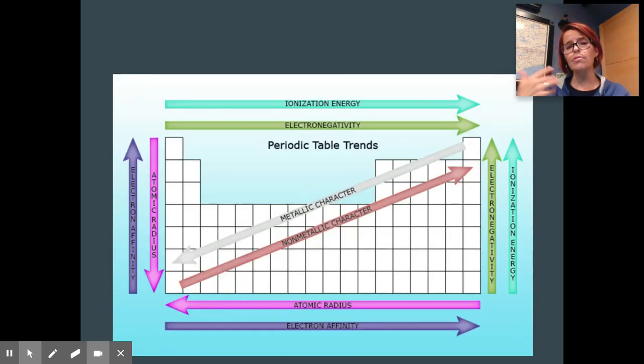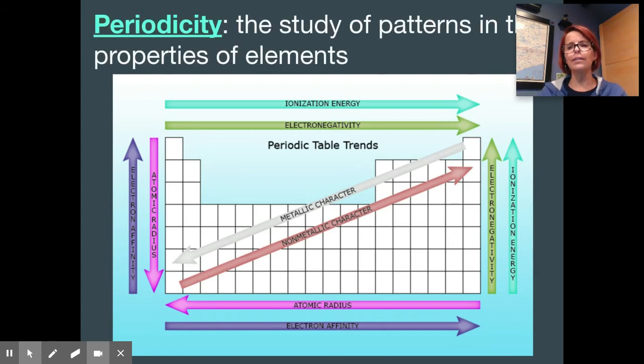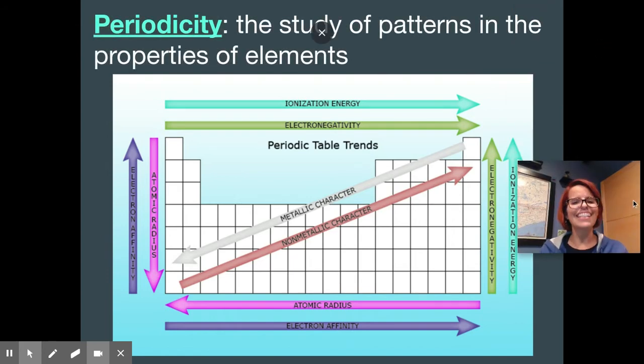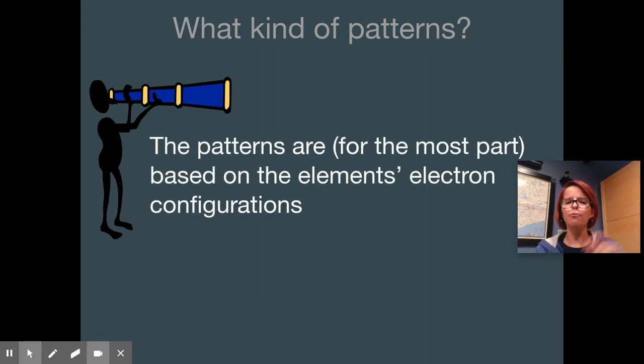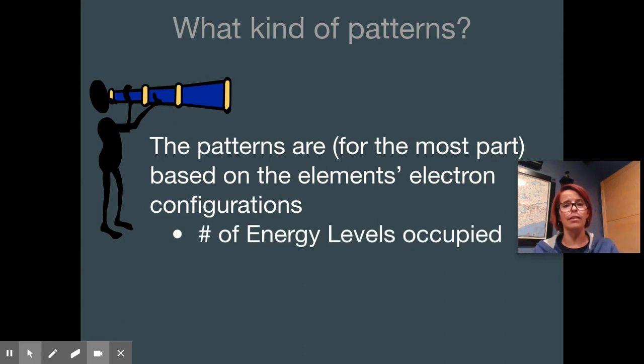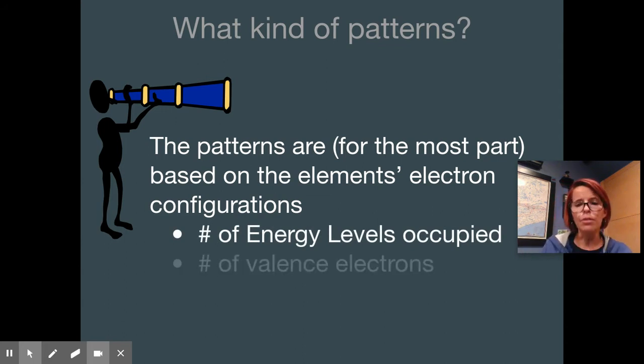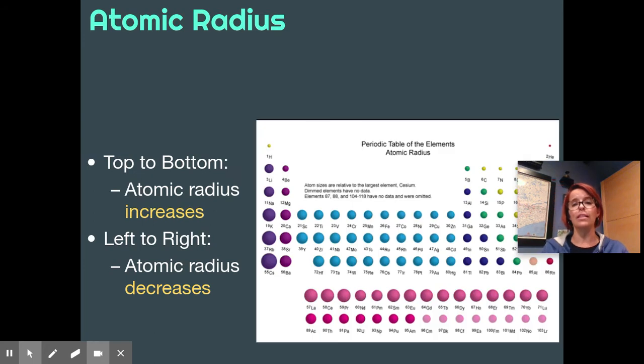All right, so these are some of the periodic trends that we see in the periodic table. Periodicity is the study of patterns in the properties of the elements. And we're going to talk about some of them, not all of them, but some of the periodic trends. And these are things that Mendeleev figured out. So what are these patterns? The patterns are, for the most part, based on the elements' electron configurations. So that's why we study the electron configurations first. The number of energy levels occupied and the number of valence electrons is what determines most of them.